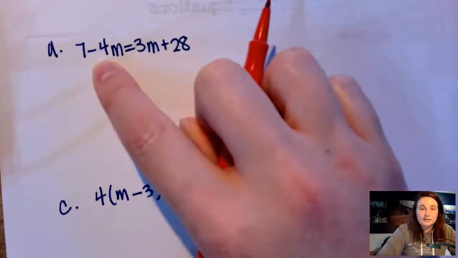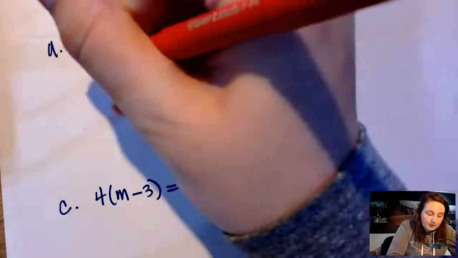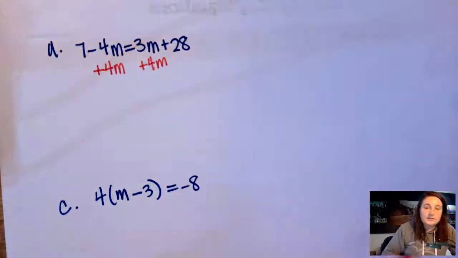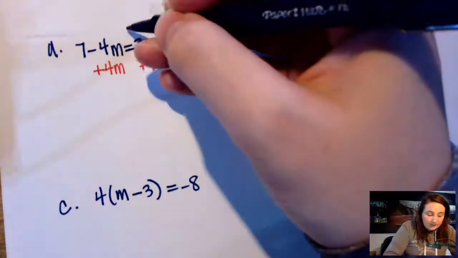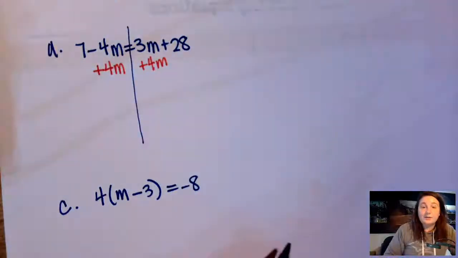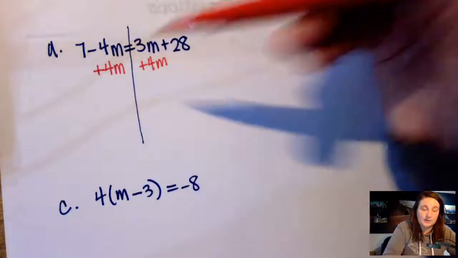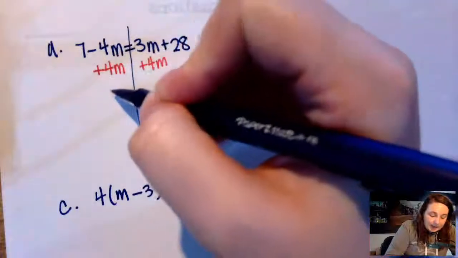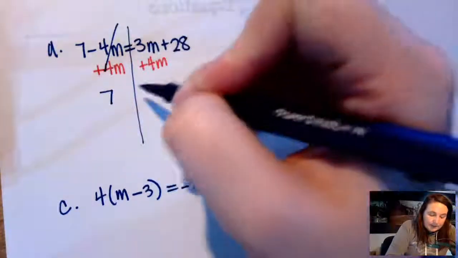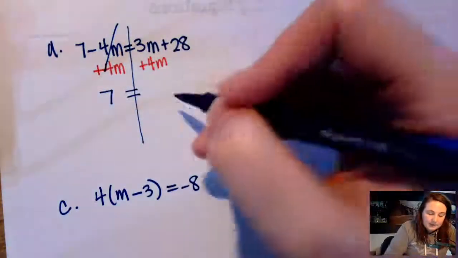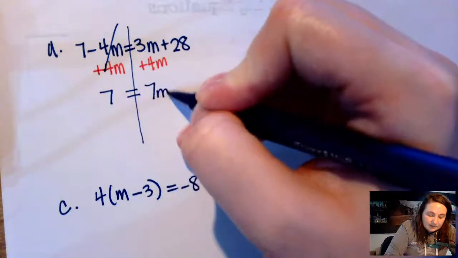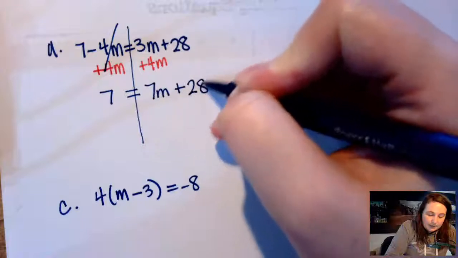You can see that this one is negative, so I'm going to start by moving that one, doing the inverse of subtraction, which is adding 4m to both sides. If it helps you to have that line down the middle, please do that so that you know what it means when we add to both sides. You can actually physically see it. On this side, I have 7. And then those cancel, so I have equals 3m plus 4m gives me 7m plus 28.